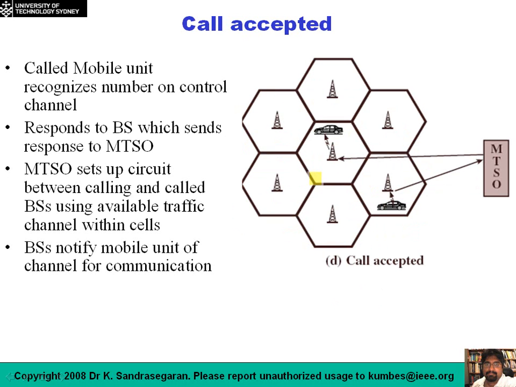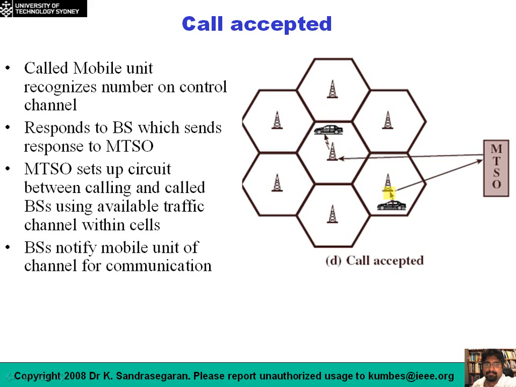Once you accept the call by pressing maybe the answer button on your phone, that indication is sent to the base station, and it is only at that point that the MTSO knows that this particular subscriber is located in this cell, and the MTSO will then instruct the base station to allocate channels, traffic channels, to both the calling user as well as the called user. And that's when the communication begins.